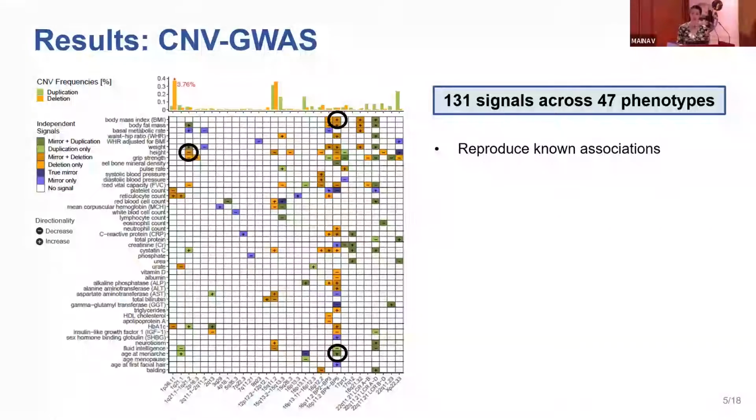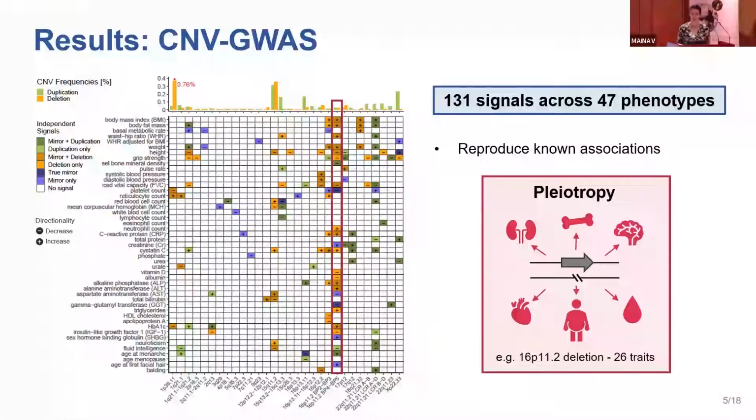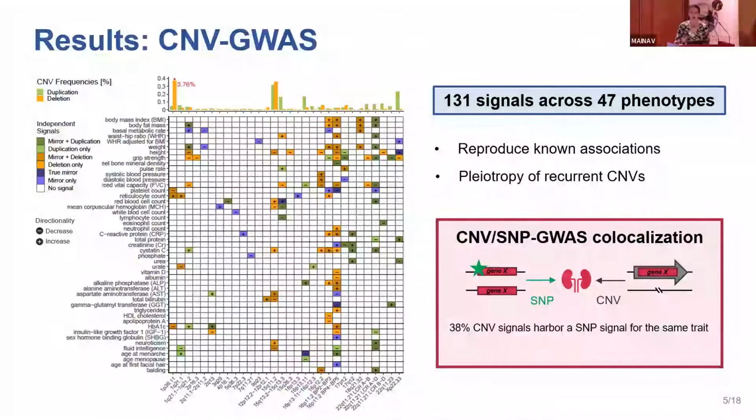But what was previously not appreciated was the extent of pleiotropy of these recurrent CNV regions. So if we take again the example of the 16p11.2 deletion, we found it to be associated with 26 different traits. Another recurrent pattern that we observed was that for about 38% of our autosomal CNV signals, we do identify a SNP-GWAS signal for the same trait within the CNV region. And I will illustrate this with a specific example, which is the association between a deletion on chromosome 1 and decreased level of serum urate.